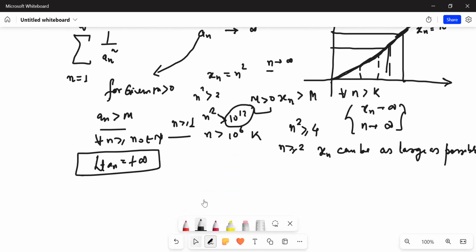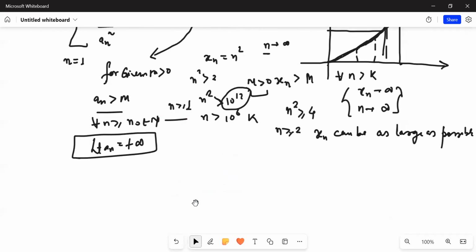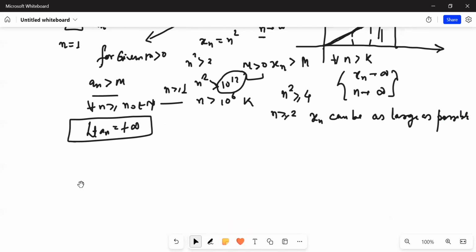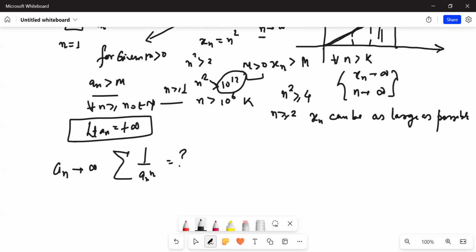Now what does the question say? The question says that an is a divergent positive sequence. So an goes towards plus infinity, and I'm supposed to comment on the convergence or divergence of this series. How to do it? Clearly, an is tending towards infinity. It implies an can be made, let's say, greater than 2 for all n greater than or equal to some natural number n naught.